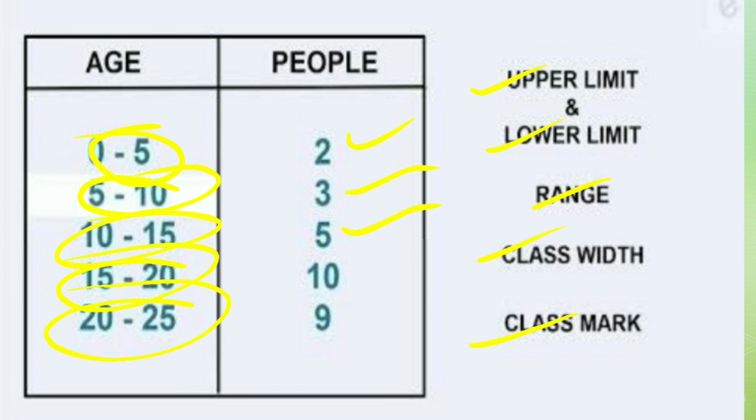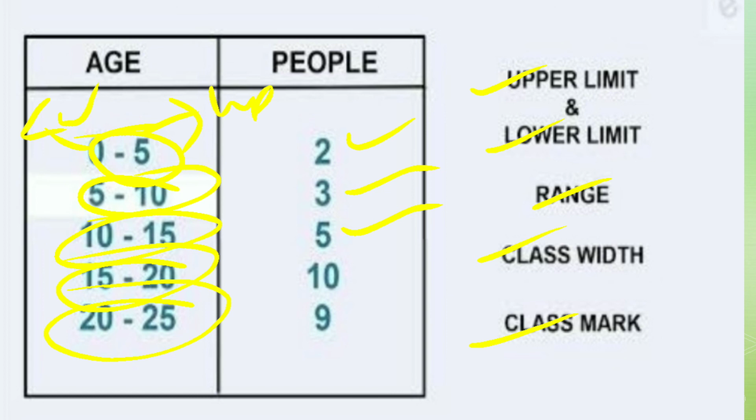What do upper limit and lower limit mean? You can find the upper limit and lower limit of each class interval. Suppose you take the first interval, 0 and 5. The lower limit will be 0 and the upper limit will be 5. The range means the difference between the smallest limit and the highest limit, that is, the smallest value and the largest value.